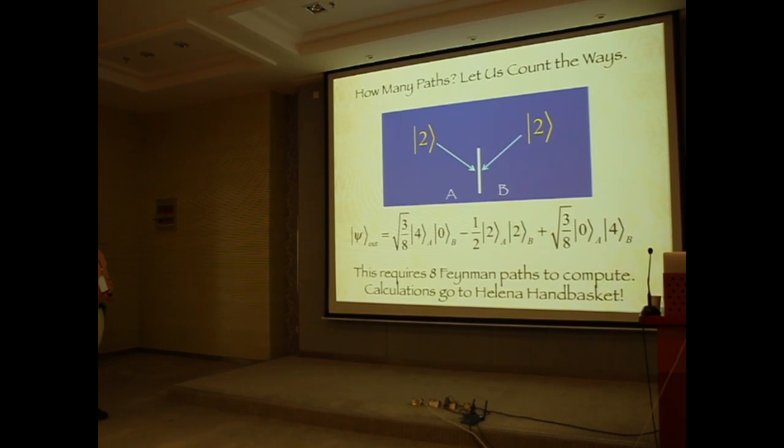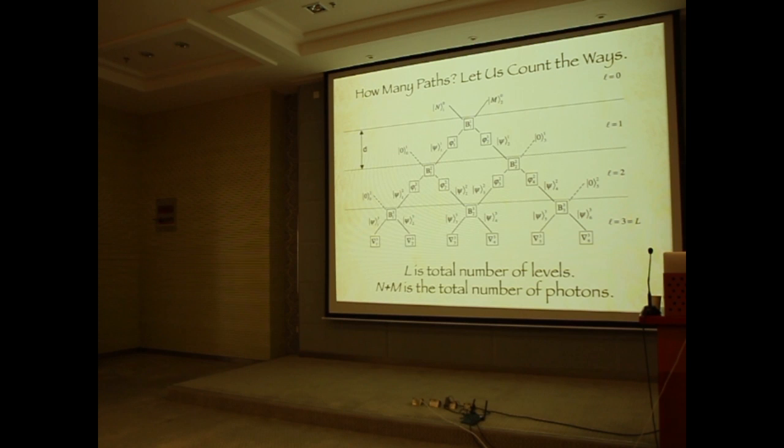And I said, well, look, let's analyze your mythical claims of exponential growth. And so again, as you go through these, it takes 8 paths to compute all of the possible potential outcomes with our Galton board for the number of levels I just showed, okay? Rapidly goes to handbasket, old girlfriend of mine. So how many paths? Let us count the ways.